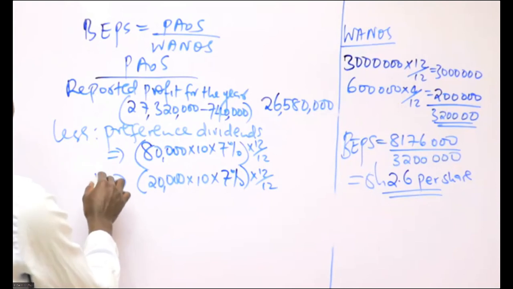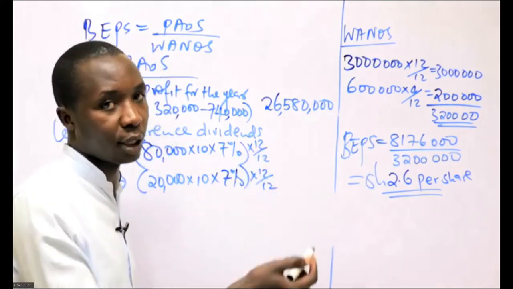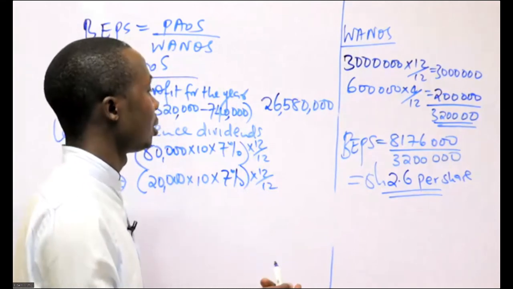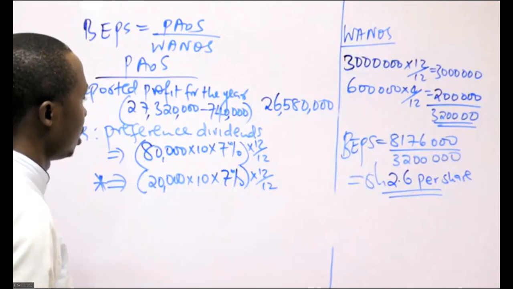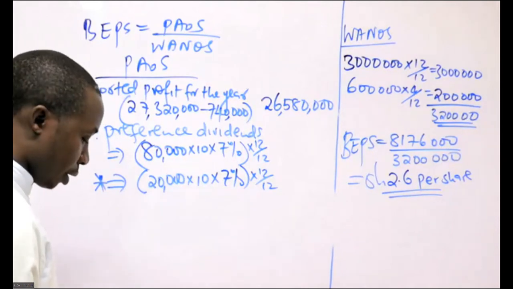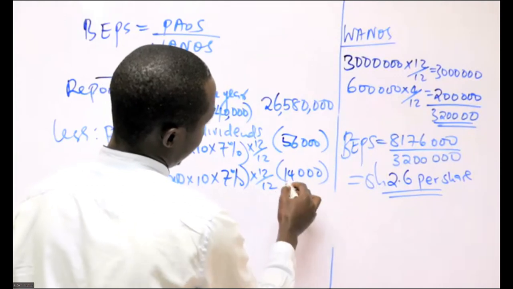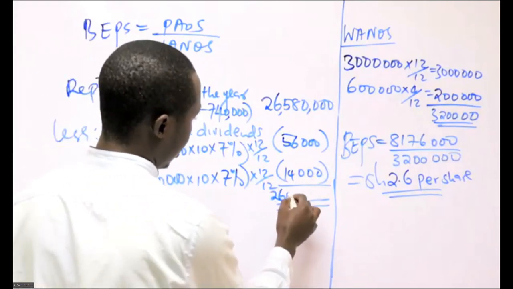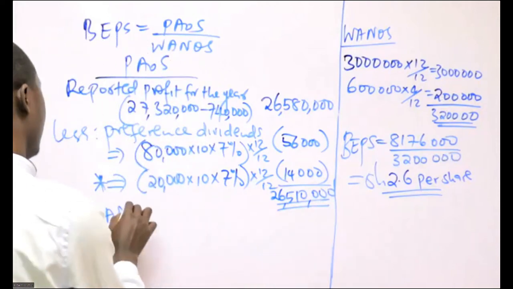So you recognize the dividends from the initial period, when the subsidiary was recognized to be the subsidiary of the parent, not from the time they issued shares. Even if they issued shares in August, the subsidiary came to exist as a subsidiary from January 2007. So what do you have? 800,000 times 7% is 56,000. And the next one is 14,000. So if you deduct, you have 26,510,000.